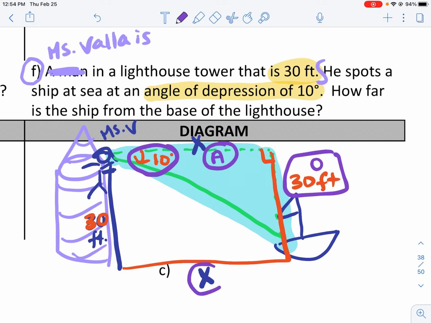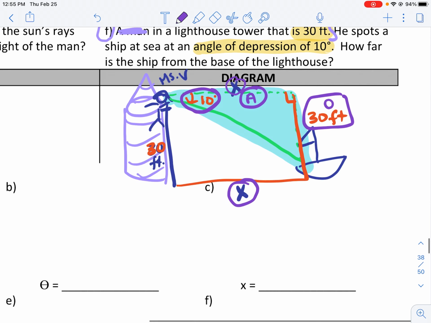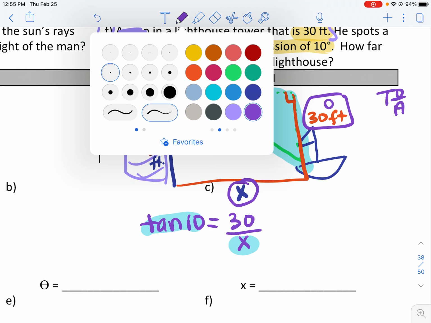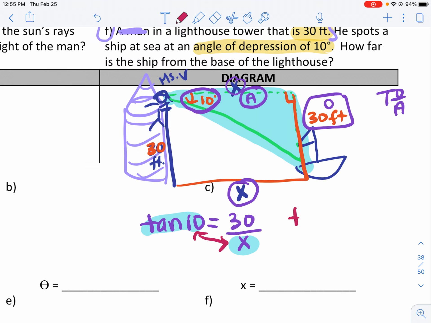Remember, what we really want to find is this X down here, but if we know this guy in the top, we know this guy in the bottom. So let's do our O and our A. If I remember back, that's going to be TOA, right? So tangent of 10 equals 30 over X. Okay, then this is even trickier because we got to take these two and switcheroo them so we can divide out. X equals 30 over tangent of 10, sorry guys.